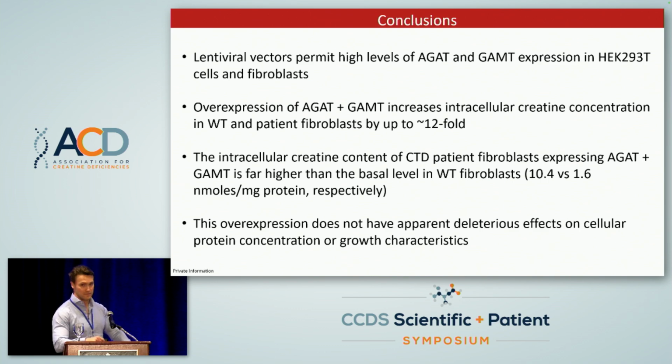And so the conclusions from this work is that lentiviral vectors permit high levels of AGAT and GAMT expression in HEK293T cells and fibroblasts. Overexpression of AGAT plus GAMT increases intracellular creatine in wild-type and patient fibroblasts by up to 12-fold. The intracellular creatine content of CTD patient fibroblasts expressing AGAT plus GAMT is higher than the native amount of creatine inside of a wild-type fibroblast, by about 8 to 10-fold.